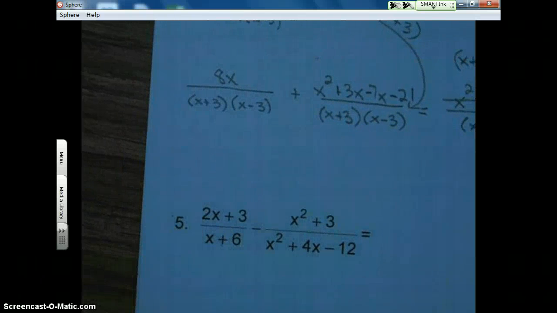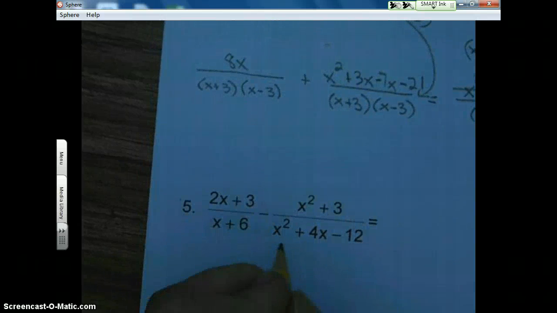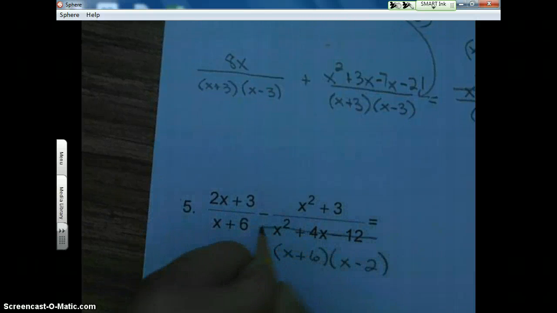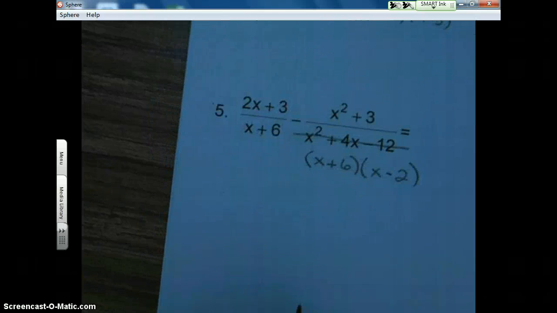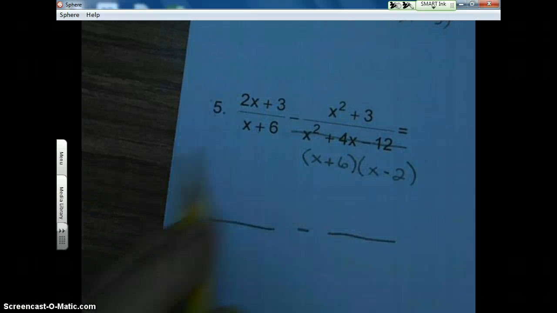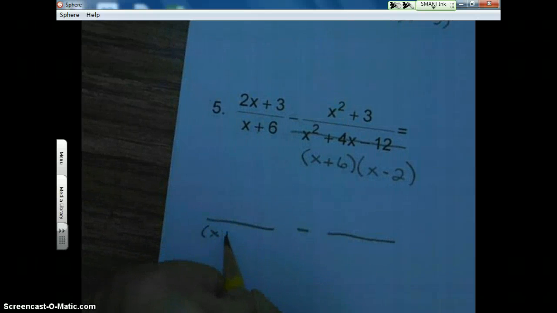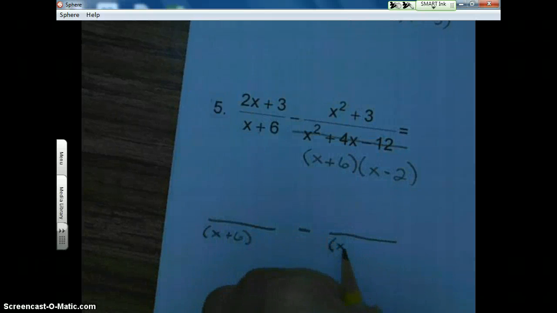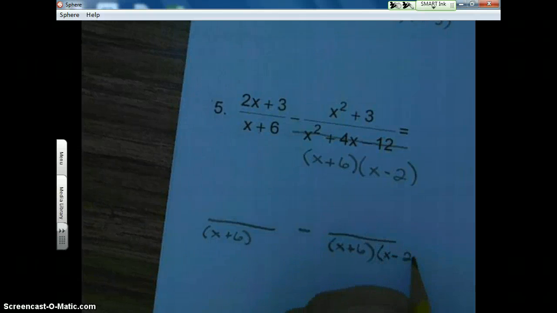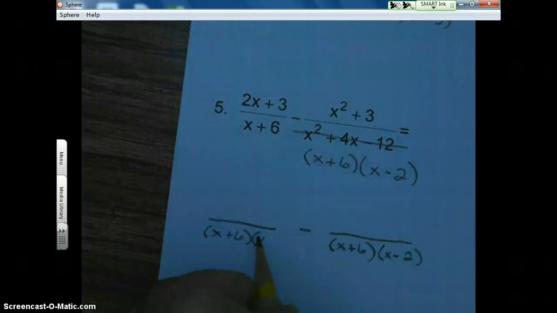Okay, number 5. Going to go a little bit faster here. Let's see. 6 and 2 make 12. We need a positive middle. So factoring that out. Okay, getting a common denominator. Okay, the x plus 6 is common. This one has an x minus 2. This one needs it.